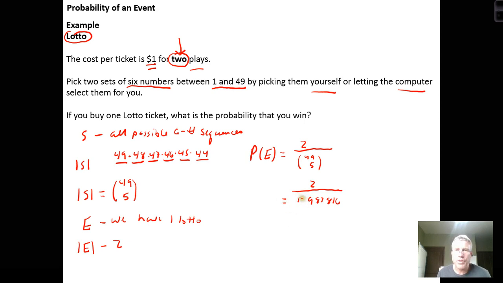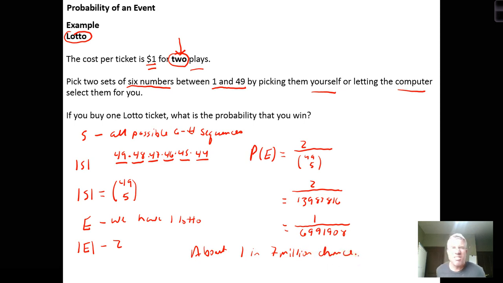That was a 13. And this simplifies to 1 over 6,991,908. So if you buy a lotto ticket, you have about a 1 in 7 million chance of your number being drawn.